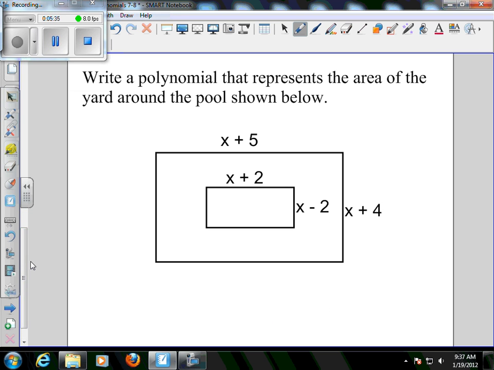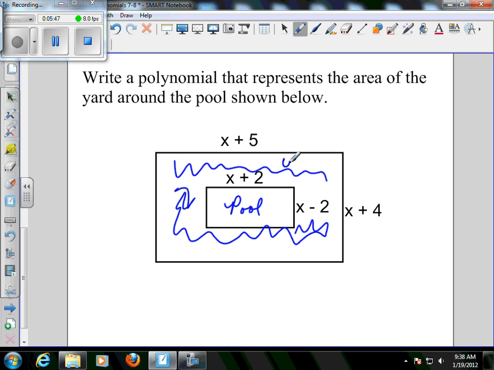Write a polynomial that represents the area of the yard around the pool shown below. Now here's your pool, and here's your yard, which I'll just sort of color in. Okay, there's your yard. Now if we could find the area of the outer rectangle and the area of the inner rectangle, which is the pool, and subtract them, it would give us the area in between. It would give us the area of the yard. So let's go ahead and do that.